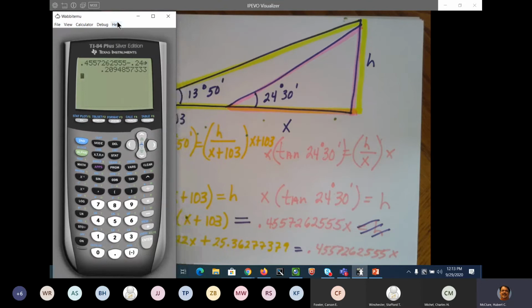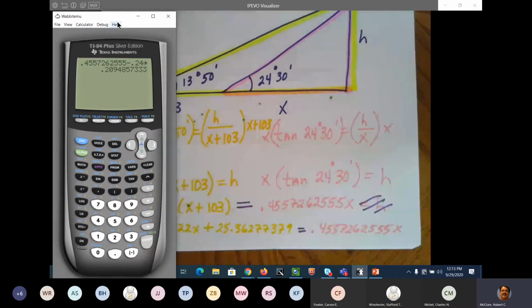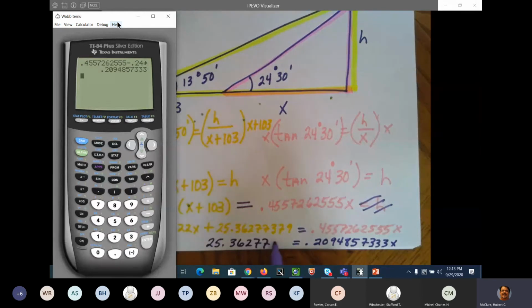I'm running out of room down here, but I may have enough room to write that. So that's going to be, I'm just going to write it in purple now because I'm combining everything. So that's going to be equal to 0.20948573333x is equal to 25.36277379. Now, of course, you can round to the third digit. I don't care about that. I'm just showing you how everything works out.